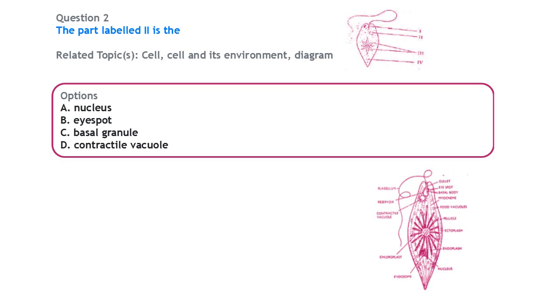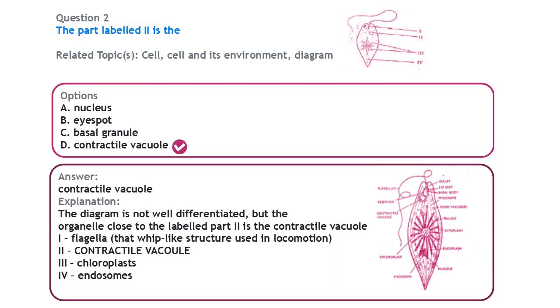Alright, next question on cell and its environment. So you have a diagram here. The part that is labeled II is called the contractile vacuole, which functions in osmoregulation. The part labeled I is the flagella. The II, that is the contractile vacuole, is what we have to identify in this question.